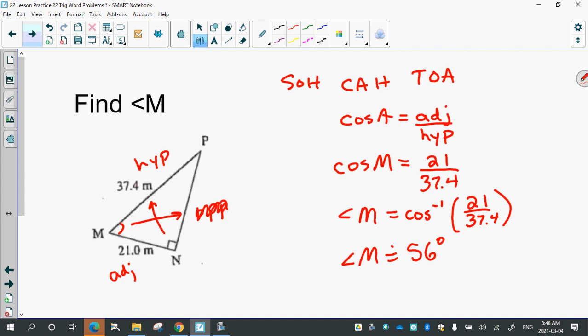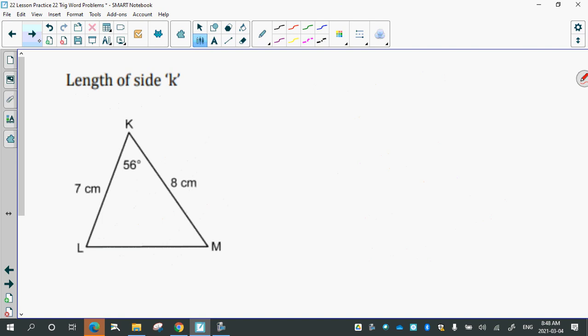Very good. Next one. Length of side little k.